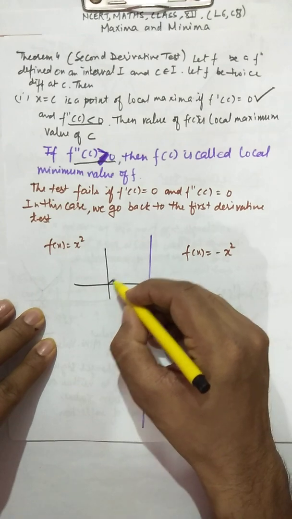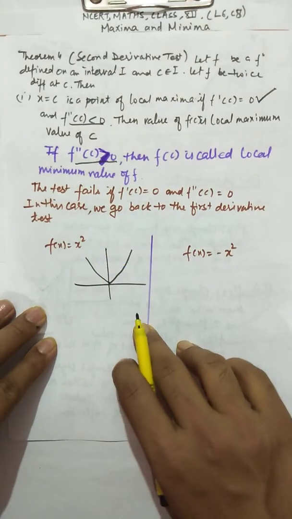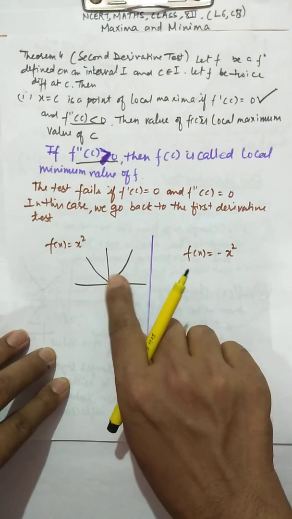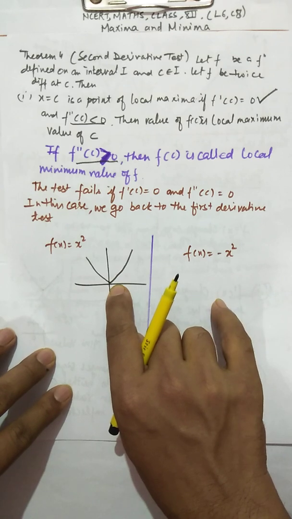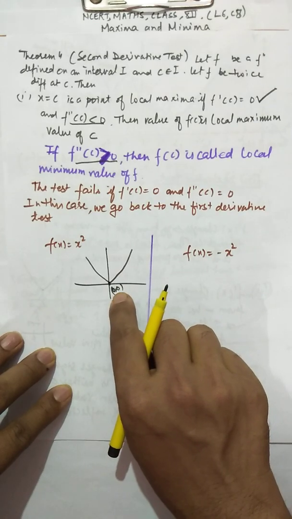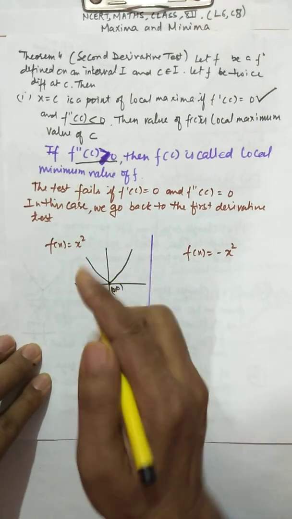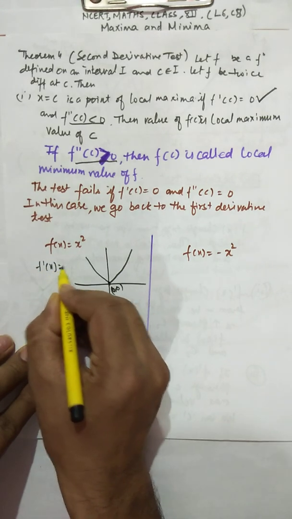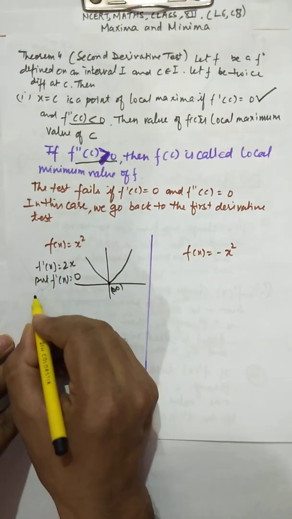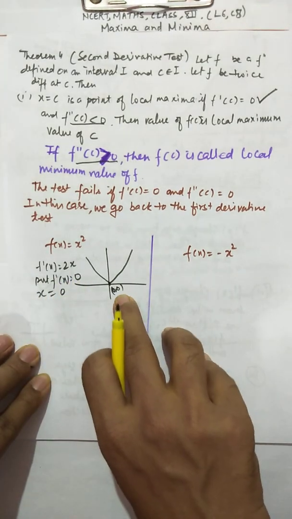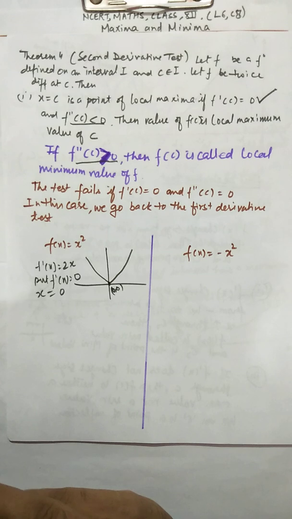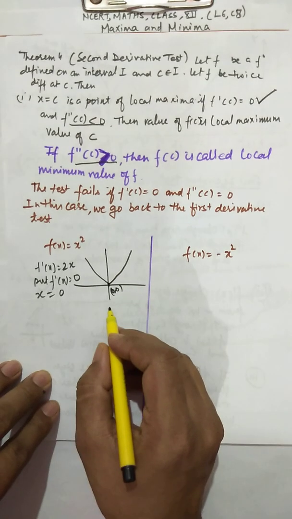This is your f(x) = x², and if you draw the graph it will be like this. If I ask you what the critical point of this function is, you can see that 0 is the critical point, right? Because if I calculate f'(x), it is 2x. Put f'(x) = 0, then you are going to get x = 0. So it means that x = 0 is the critical point. Now why we find the second derivative is very important.